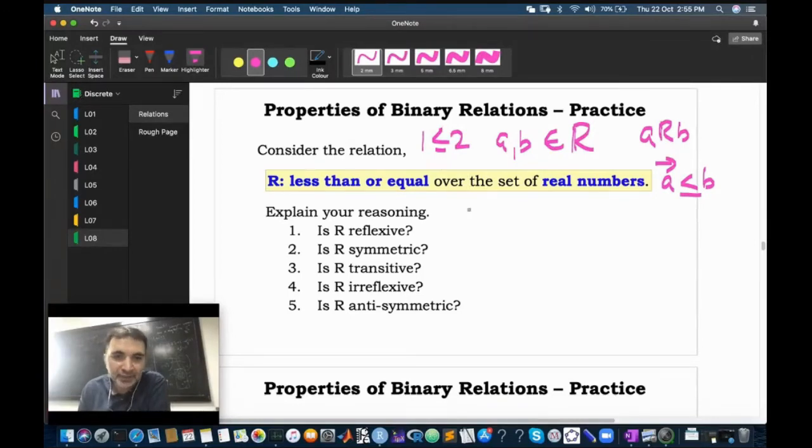Let's see, is this relation reflexive? Yes. So less than or equal to, na? Every number is equal to itself. So this is reflexive. Okay, so A is less than or equal to A, because A is equal to itself. All right.